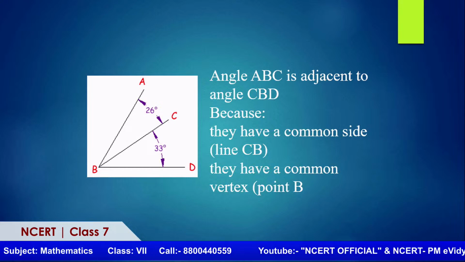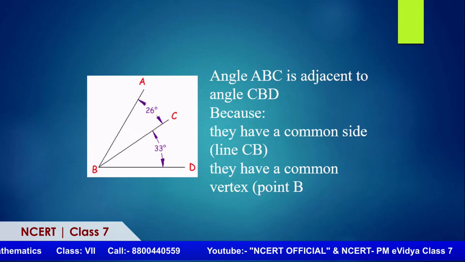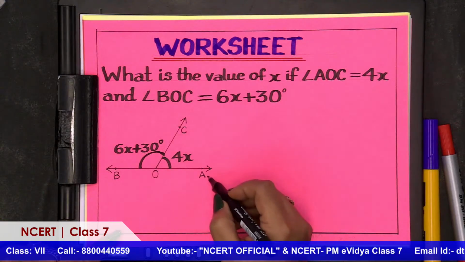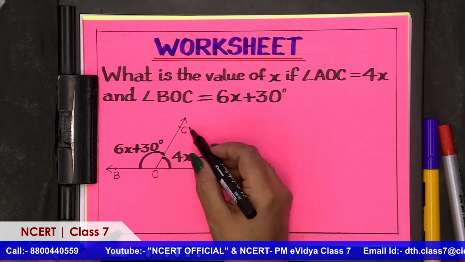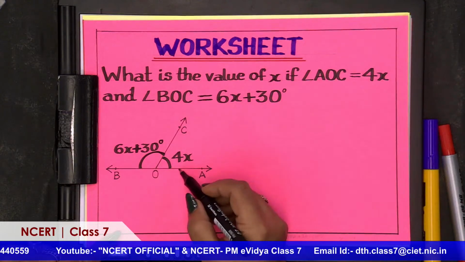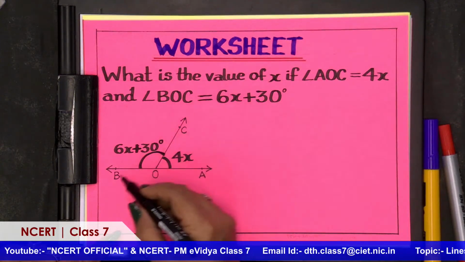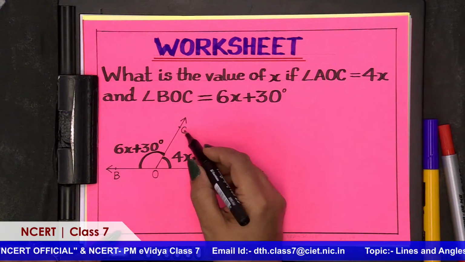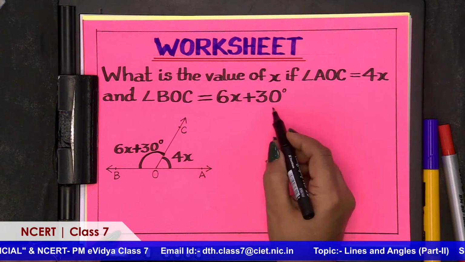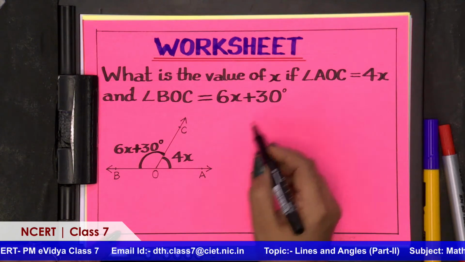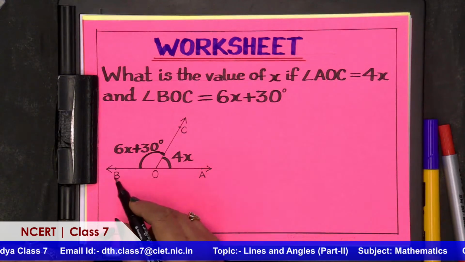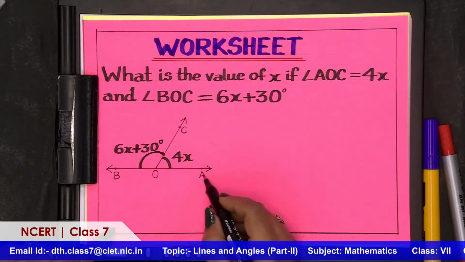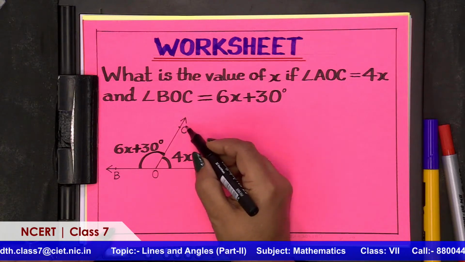What is the measure of angle X? Angle AOC, as I just showed you, is equal to 4x. We also have another angle, BOC, which is equal to 6x plus 30 degrees. As I said, BOA is a straight line and OA is a ray standing on it.